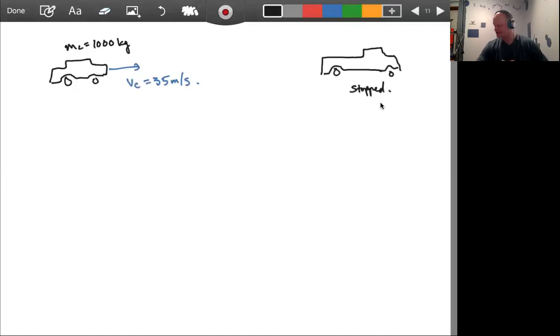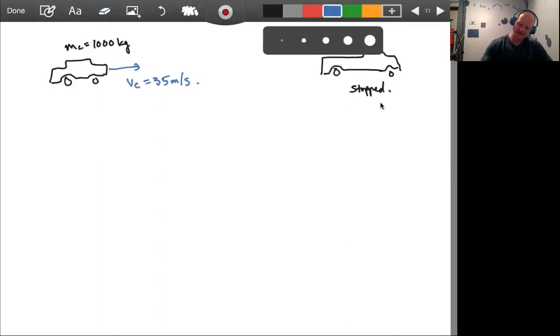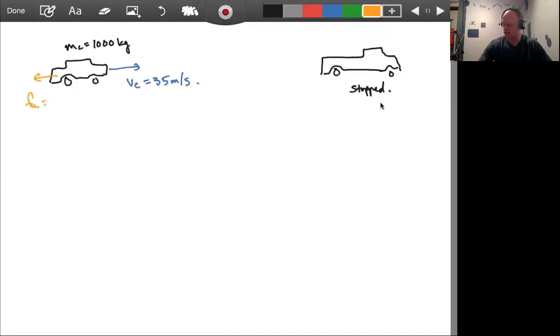Now, we're told that this guy's going to apply his brakes, and the greatest amount of friction force that he can get in the direction opposite to which he's moving, F sub k, is equal to 8,000 newtons. So first, for part A, what is the minimum distance, delta x min, that it takes for the car to stop? This is what I want to know.